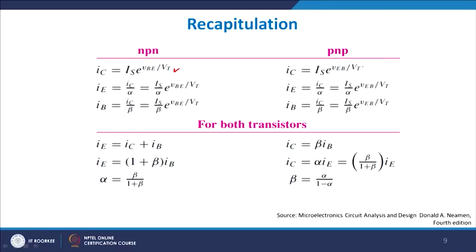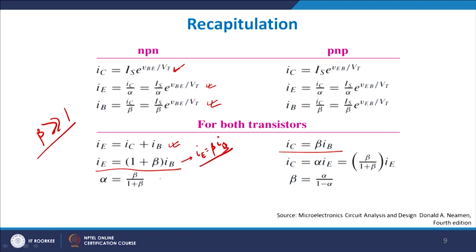If you look at the collector current, it is given by this. IE equals IC by alpha, I get this. IB equals IC by beta, I get this. For both the transistors, I will get automatically IE equals IC plus IB, because Kirchhoff's current law cannot be violated. IC equals beta times IB, right. IE actually equals 1 plus beta times IB, but since beta is very large compared to 1, I can approximate this as IE equals beta times IB, right. Alpha equals beta upon beta plus 1, and beta equals alpha upon 1 minus alpha, and this is how you show the values of it.